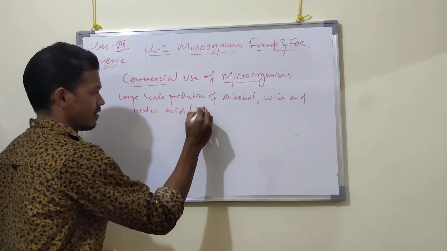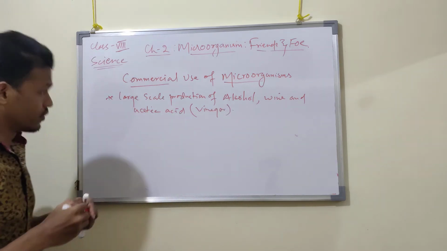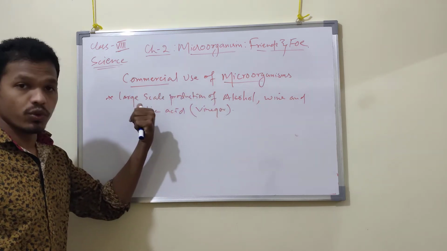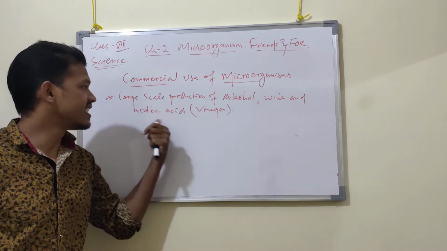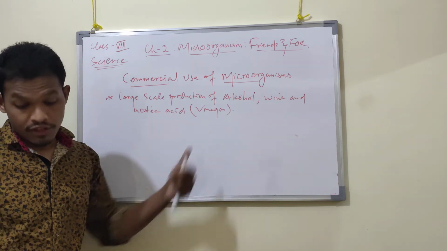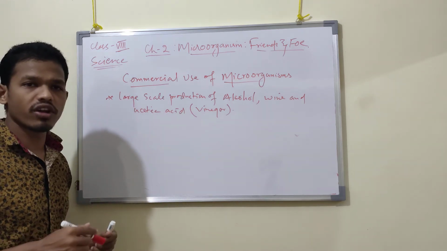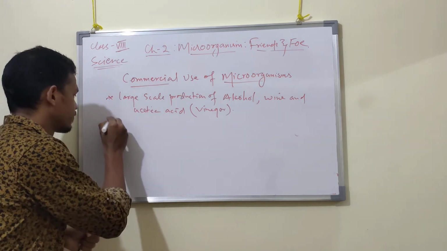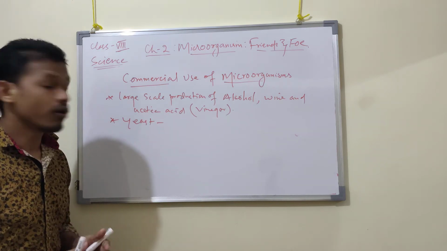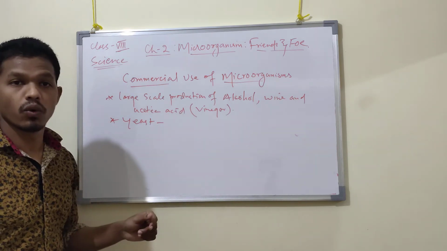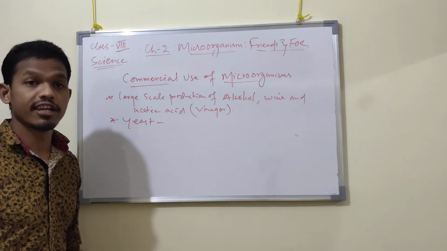Or we can say vinegar. These microorganisms are used for large scale production of alcohol, wine, and acetic acid. Which microorganism is being used? Yeast. Yeast is used for large scale production of alcohol and wine.